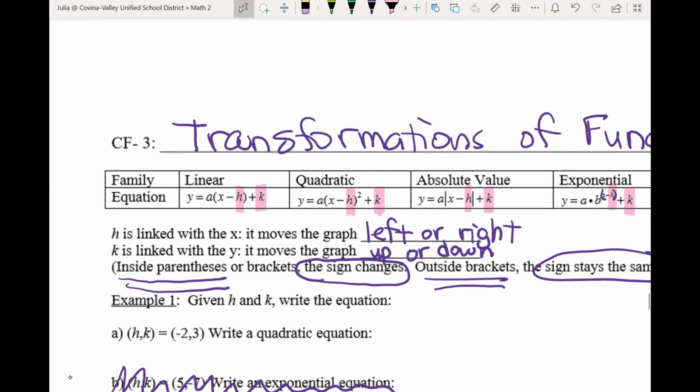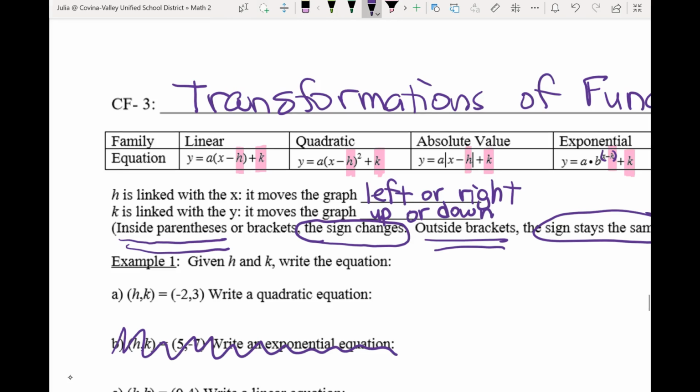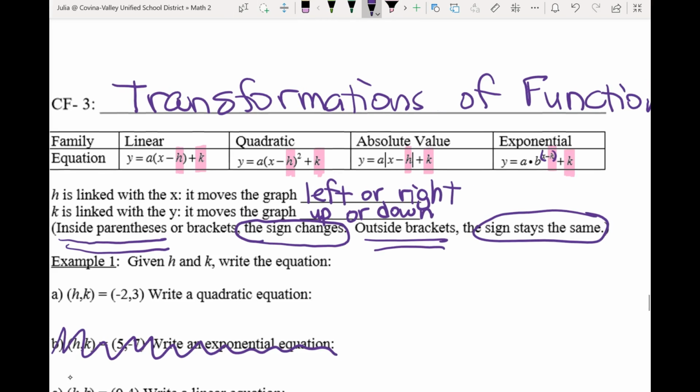Write the equation. All right, so the first thing they did was they told us what h and what k were. So we're going to write a quadratic equation. I'm going to do this one in detail. Later on, we'll start doing it where we could do it faster in our head. So we need to write the quadratic equation. Look up here at the top, find quadratic, and let's copy it down. It's y equals a times parentheses x minus h parentheses squared plus k. All I did was find the quadratic and write it down.